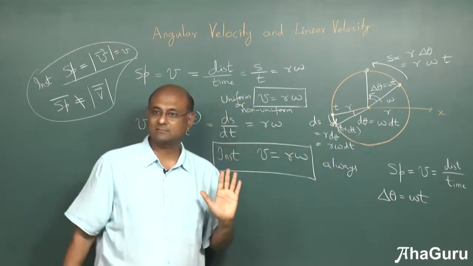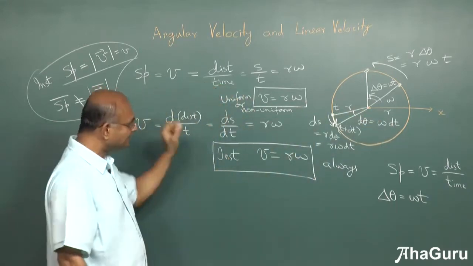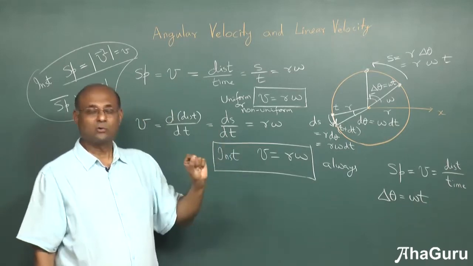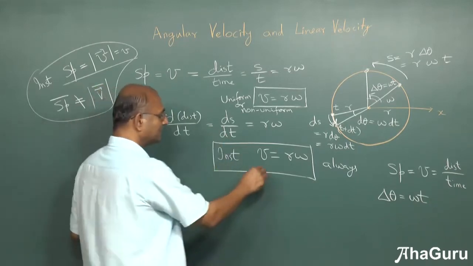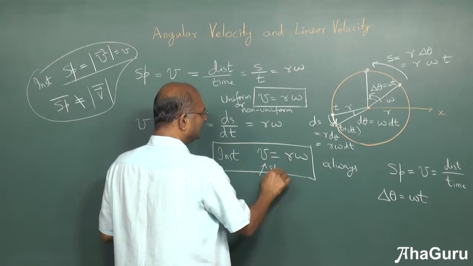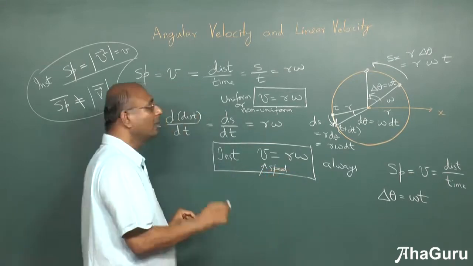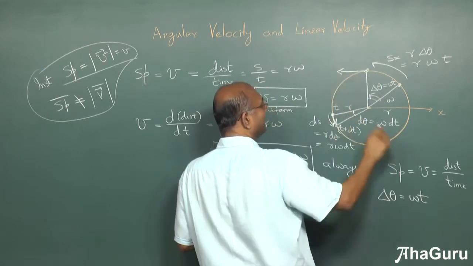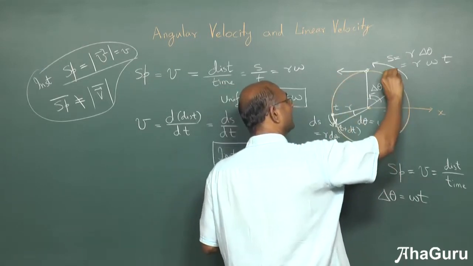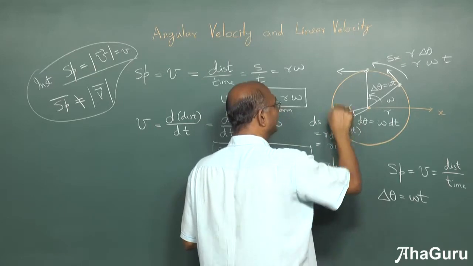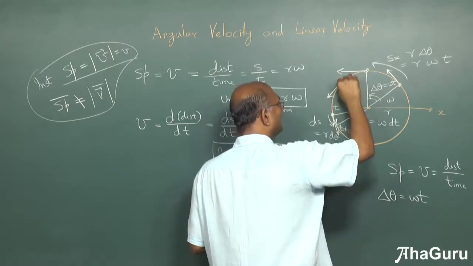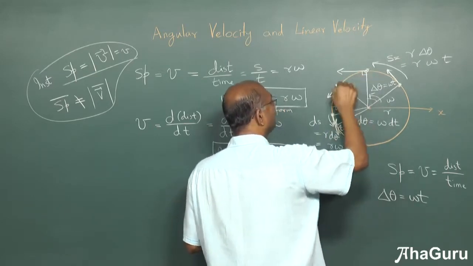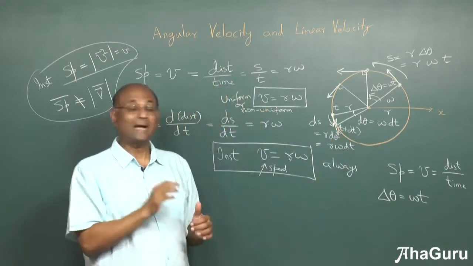That's what this says. Is that okay? Is this the velocity? No, this is the speed. Why am I insisting that this is speed and not velocity? Because at this point, the velocity is going to point like that. At this point, the velocity is going to be like that. At this point, the velocity is like this. Here, the velocity will be like that. At every place, the velocity is going to be tangential.